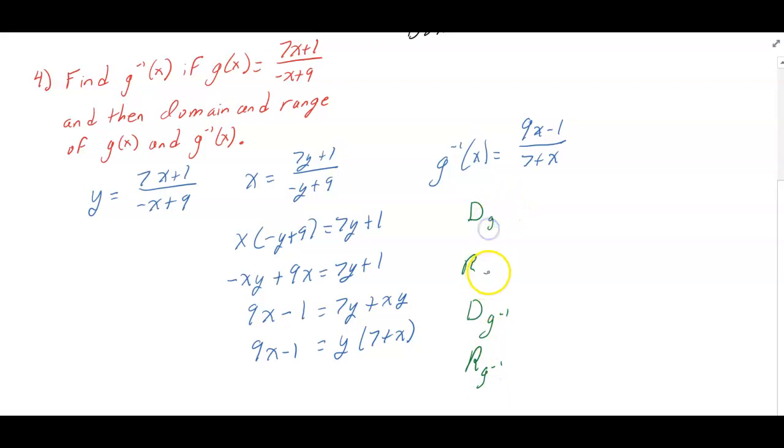So the domain of g, we could look at the original function, and then when you look at the original function, you should be able to tell that I just highlighted in green everything but 9. So the domain is negative infinity to 9, union 9 to infinity. The domain of g is the same as the range of the inverse. So I'm just going to write that down here.